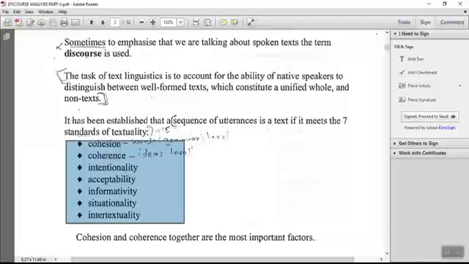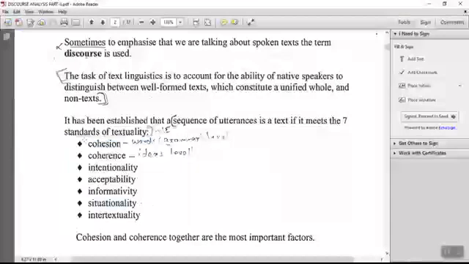Okay, so it has been established that a sequence of utterances, whether spoken or written, is a text if it meets, if these following standards are available in it. What are they? Now we have the first one, cohesion. We talked about cohesion, remember grammatical cohesion and lexical cohesion. Okay, coherence, we talked about it. Intentionality, acceptability, informativity, situationality, and finally intertextuality.